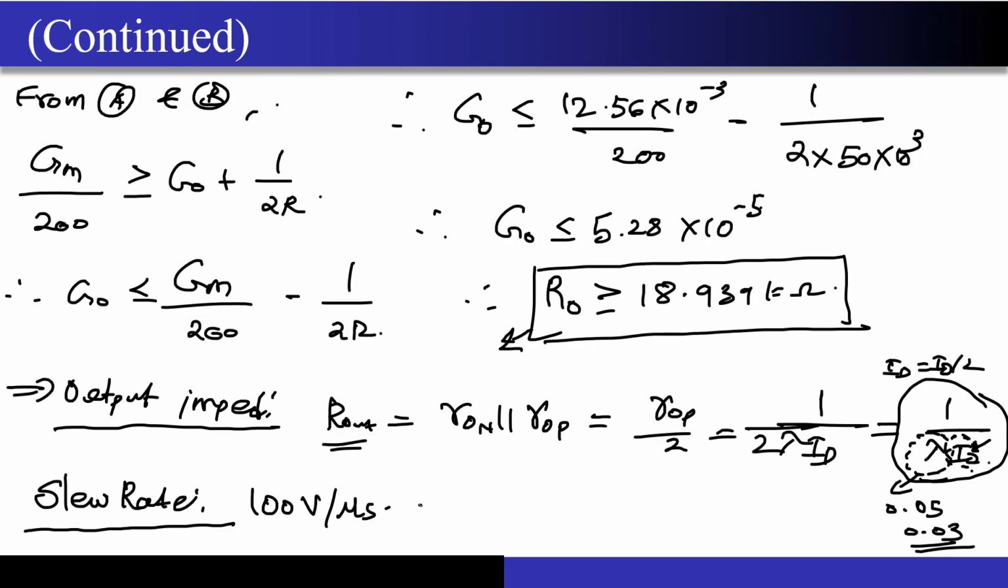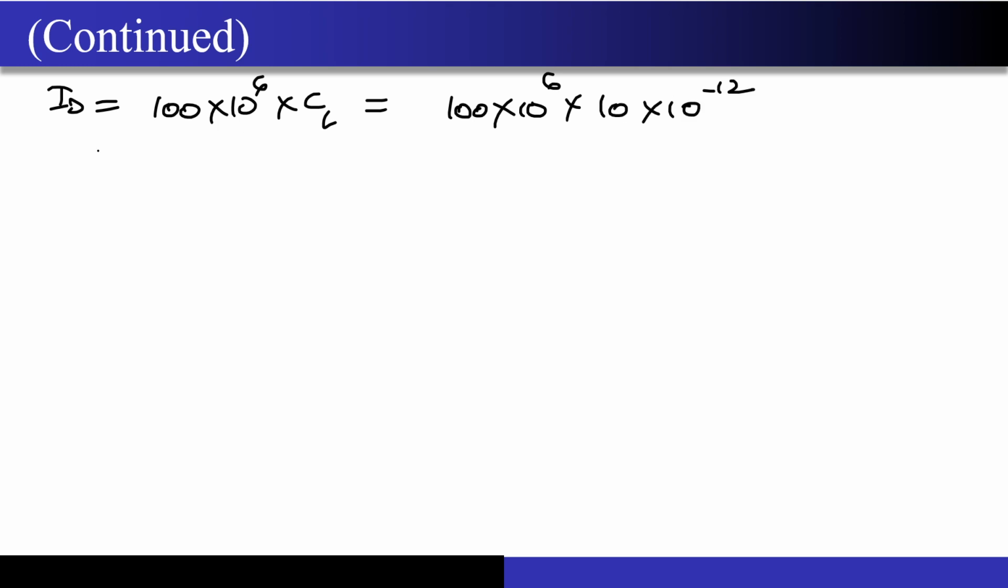I have already discussed this. This is I naught by CL. Correct? So from here, what I can get is I naught is nothing but 100 into 10 to the power 6 into CL. Correct? CL is 10 picofarad. 100 into 10 to the power 6 into 10 into 10 to the power minus 12. So the spec that you will be getting on I naught is just 1 milliampere. Excellent. I got a spec on the I naught.